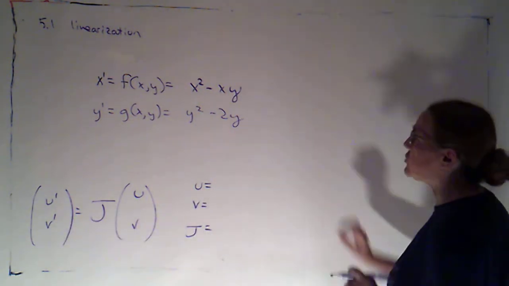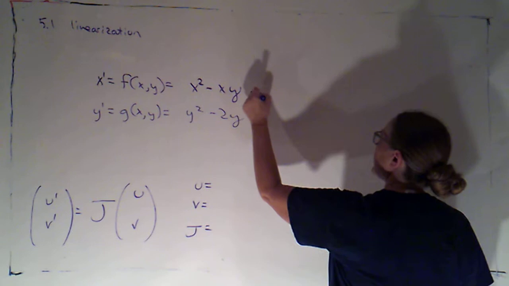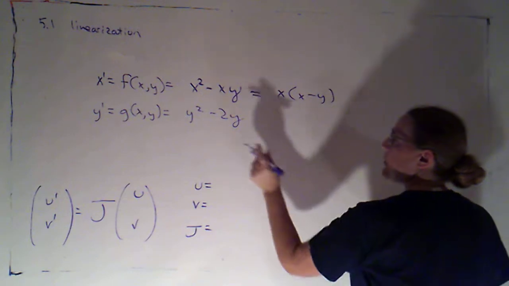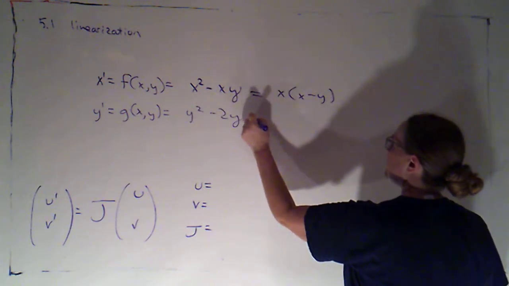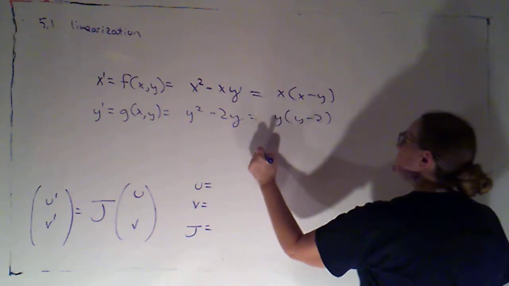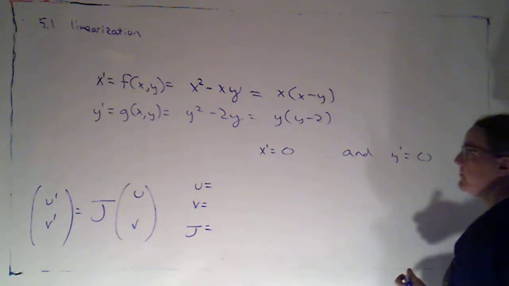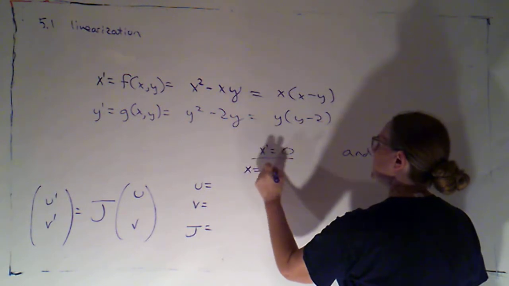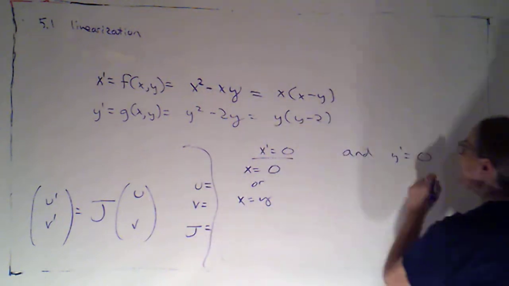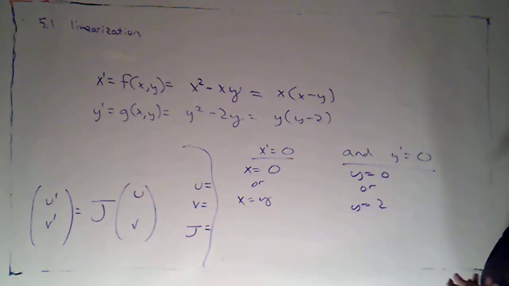Okay, so let's just try that with this system. I have here x prime is f of x, y, which is x squared minus xy. So I can factor out an x, and that gives me x times (x minus y). And y prime is g of x, y, and that's y squared minus 2y. I can factor out a y, and that's y times (y minus 2). So if x prime is equal to 0 and y prime is equal to 0, x prime will equal 0 if x equals 0 or x equals y. Y prime will equal 0 if y equals 0 or y equals 2.